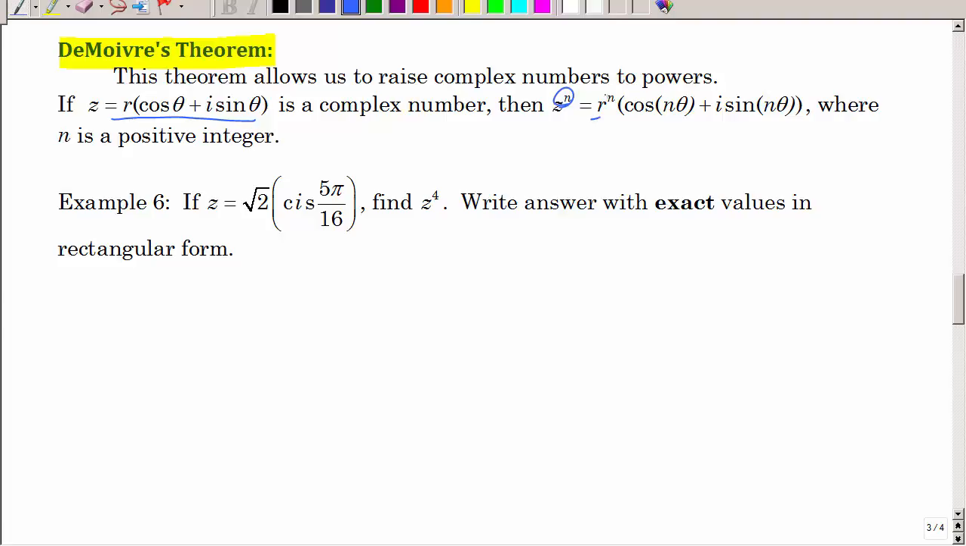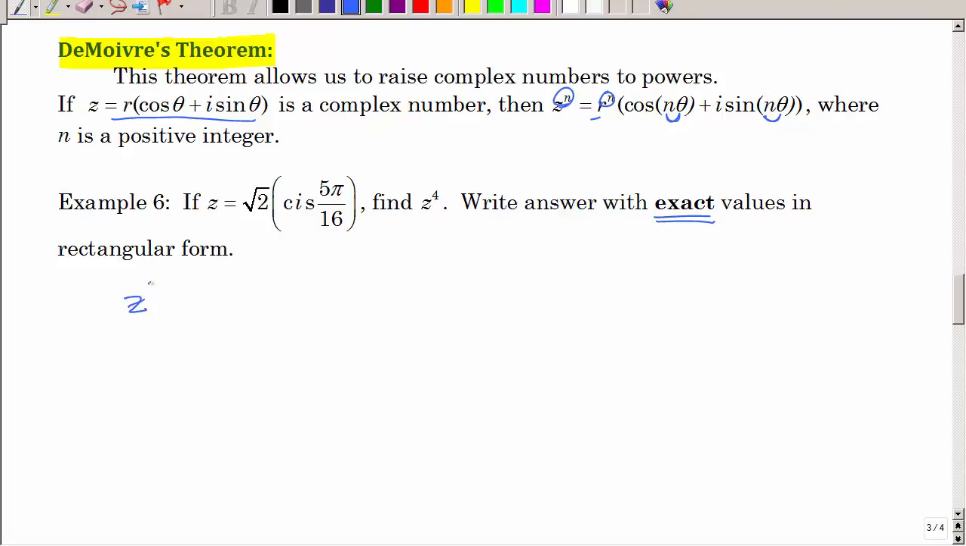You have to raise r to that power, which kind of makes sense, but then you're going to multiply n, or whatever that power is, times theta. But you have to have a polar number. So in example 6, they give us a polar number and they want us to raise it to the fourth power. Here come those exact values again.